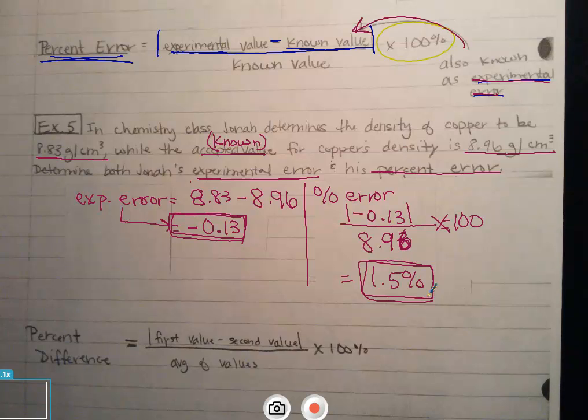Another one to think about is this idea of percent difference. It's kind of the same thing, but it's the absolute value of the difference between the first value and the second value, divided by the average of the values. And we multiply by 100%. So let's check that out on the next page.